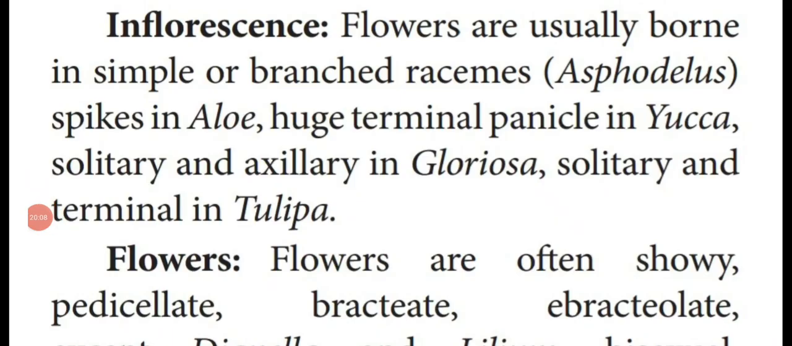Next one, inflorescence. Normally, the inflorescence of Liliaceae is a simple or branched raceme. Most probably simple raceme only. In Asphodelus, they show the branched raceme, that means panicle. Okay. Then spikes in aloe. Terminal panicle in yucca. Solitary and axillary inflorescence in gloriosa. Solitary and terminal in tulipa.